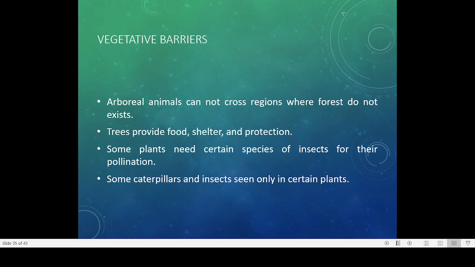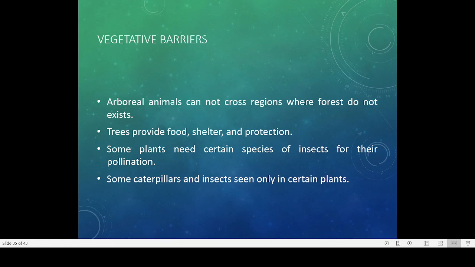There are a number of cases explained here. Arboreal animals means animals living in trees, like monkeys, squirrels, etc. They are living in trees. So arboreal animals cannot cross regions where forests do not exist. For example, if there is a forest, and after the forest there is a grassland, and after the grassland there is again another forest, an animal like a monkey living in a forest cannot cross that grassland and reach the next forest. If the grasslands are kilometers wide, it may not be possible for a monkey or a squirrel to cross a grassland and reach a forest area.